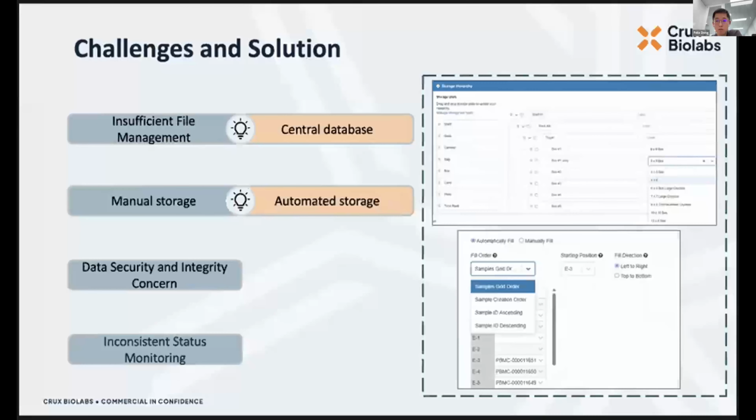Secondly, LabKey allows us to map the storage unit down to the box level. So when we're storing the samples, we don't need to manually assign the rows and columns for each sample, because the system will automatically allocate the samples to the next available position in the box. And also within the box, we have the options to arrange the placement. So samples can be stored in ascending or descending order, or the box can be filled in different directions.